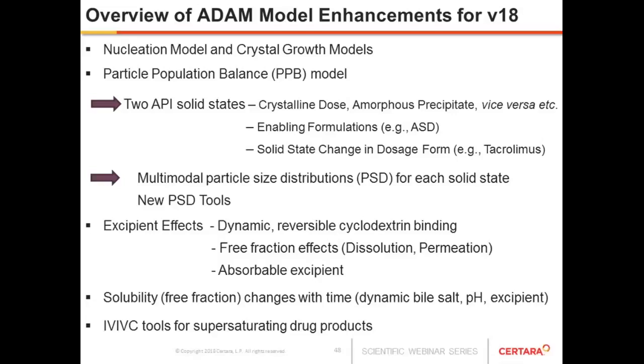So now the user can also simulate crystalline as well as amorphous solid states within Simcyp, which is, to the best of our knowledge, one of the first simulators to handle these two solid states, not only at a population representative or single individual level, but also at a population level. Excipient effects in terms of cyclodextrin, and the solubility changes or free fraction changes with time, are other additions as a part of the FDA grant. And finally, we also now allow the user to input IVIVC tools for supersaturating drug products, which we call non-monotonous dissolution profiles, within the Simcyp Simulator.